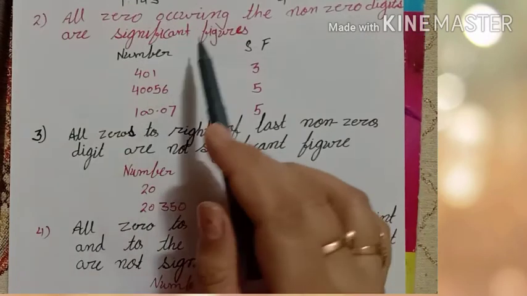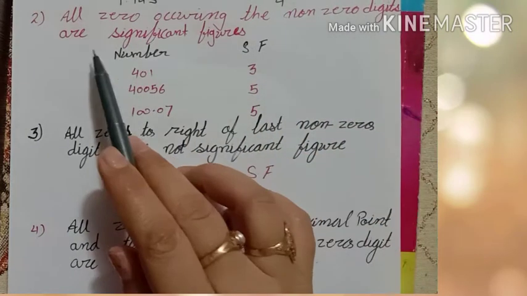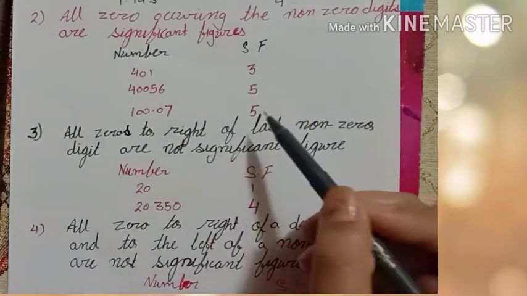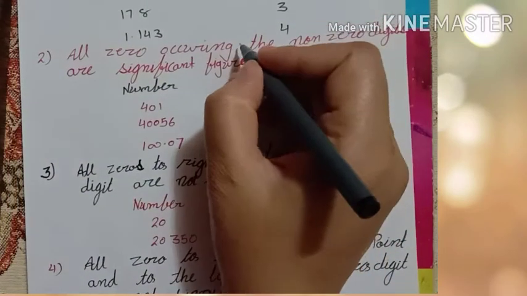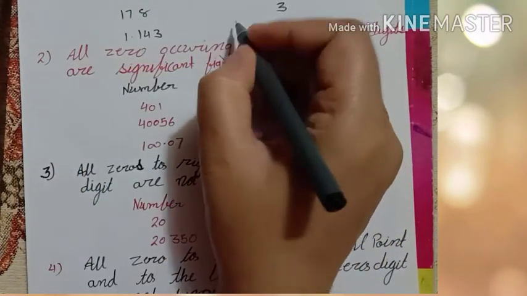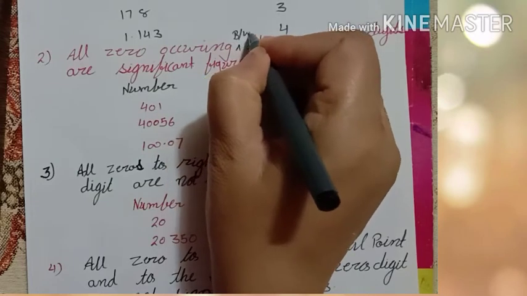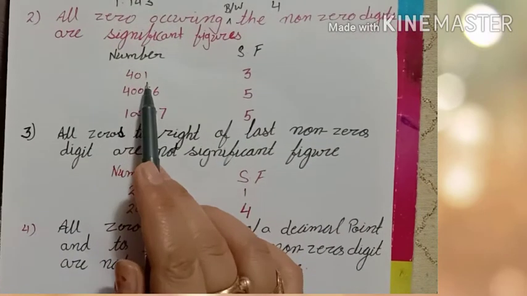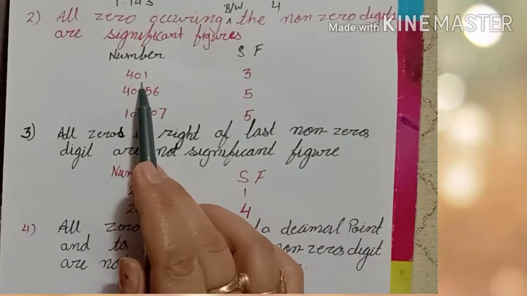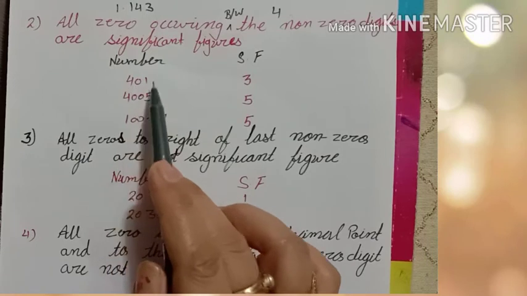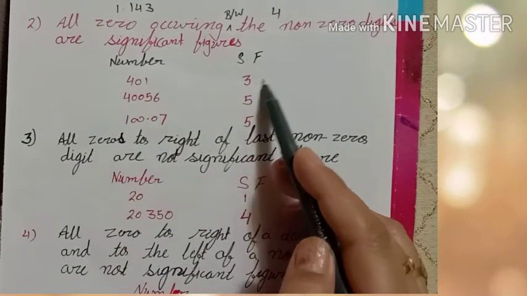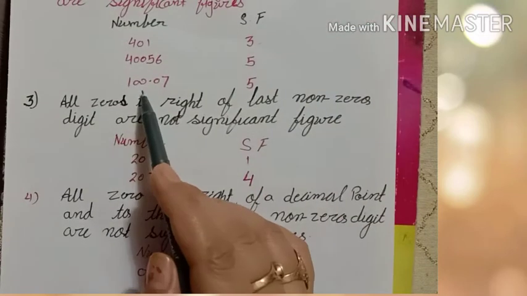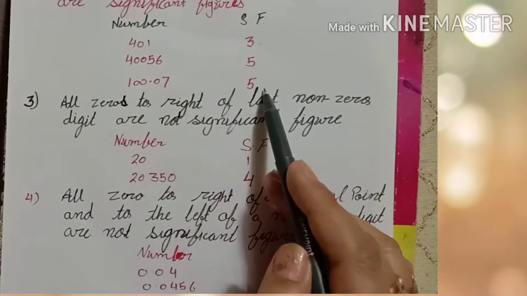Second rule: all zeros occurring between non-zero digits are significant figures, like 401. So here 0 is also a significant figure, and the total number of significant figures is 3. 40056: the significant figures are 5. 100.07: the significant figures are 5.